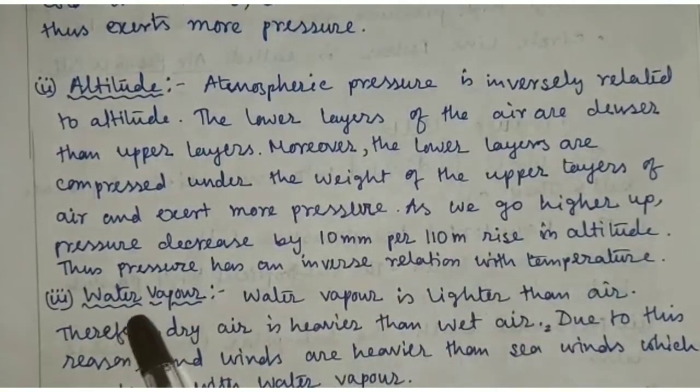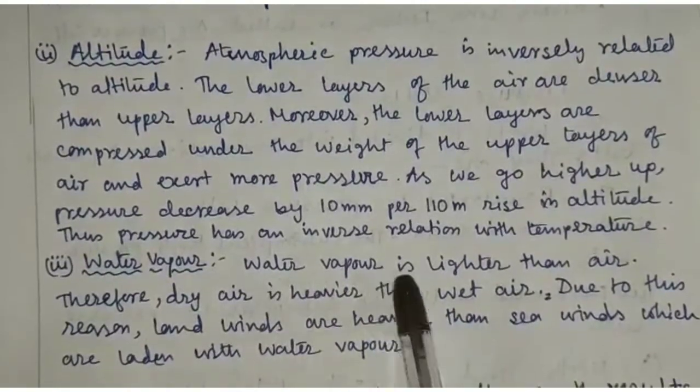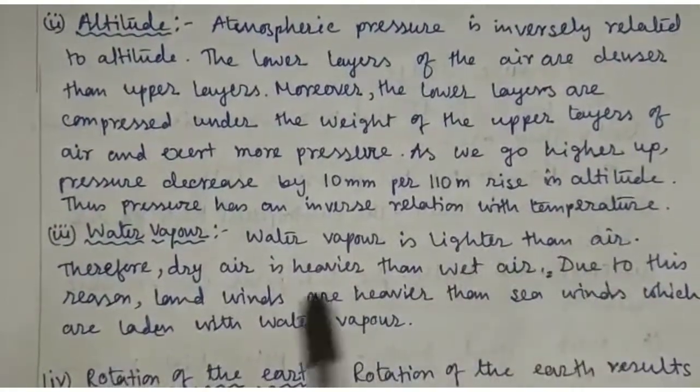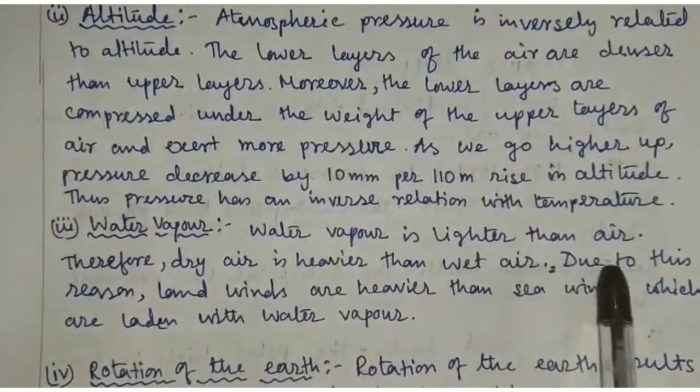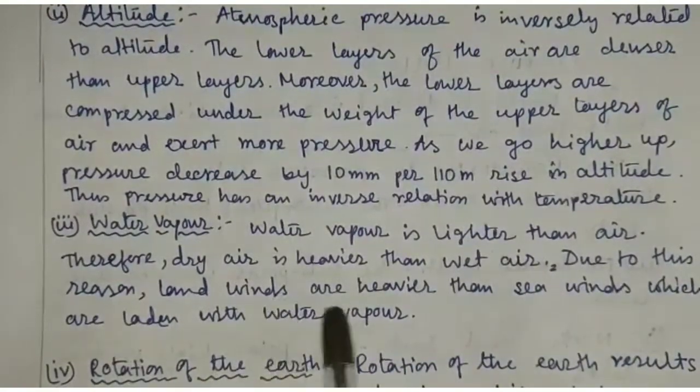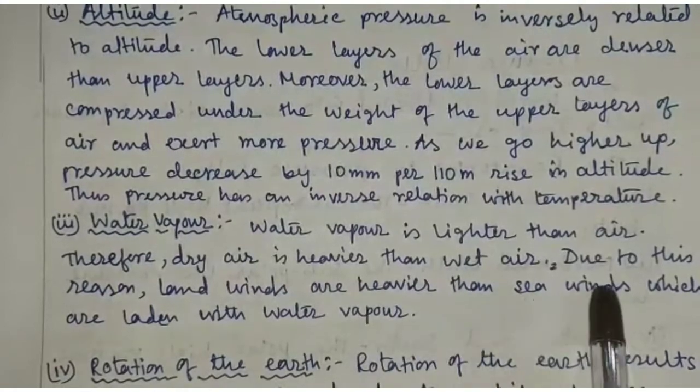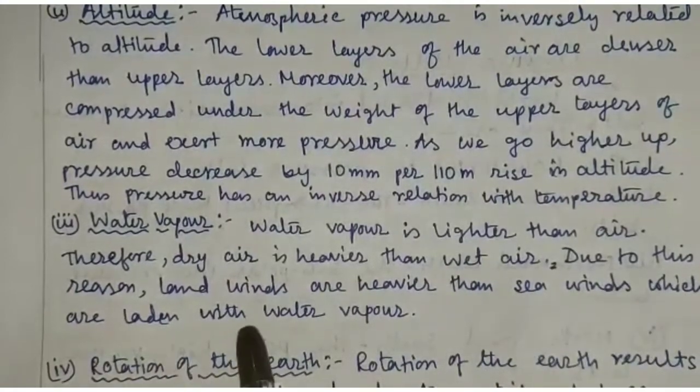Number 3, water vapor. Water vapor is lighter than air. Therefore, dry air is heavier than wet air. Due to this reason, land winds are heavier than sea winds, which are laden with water vapor.